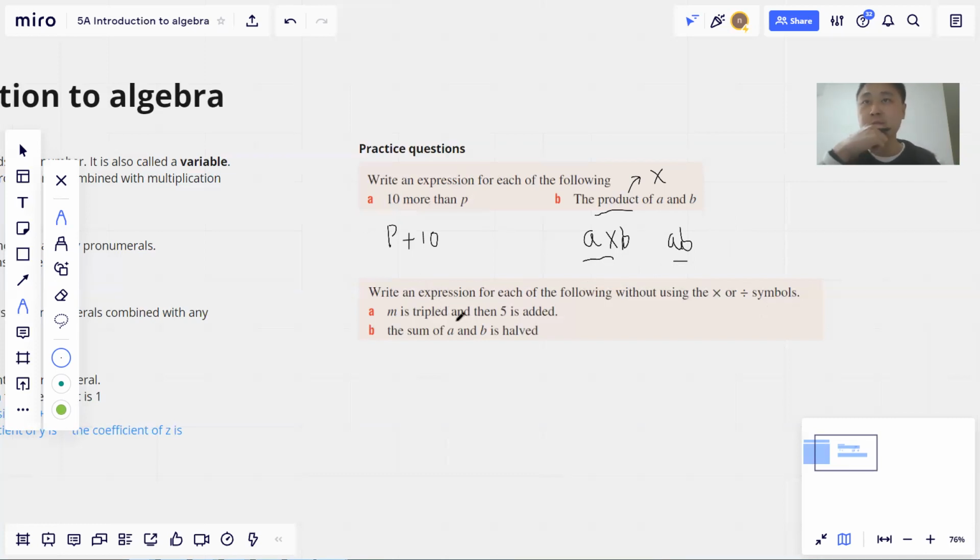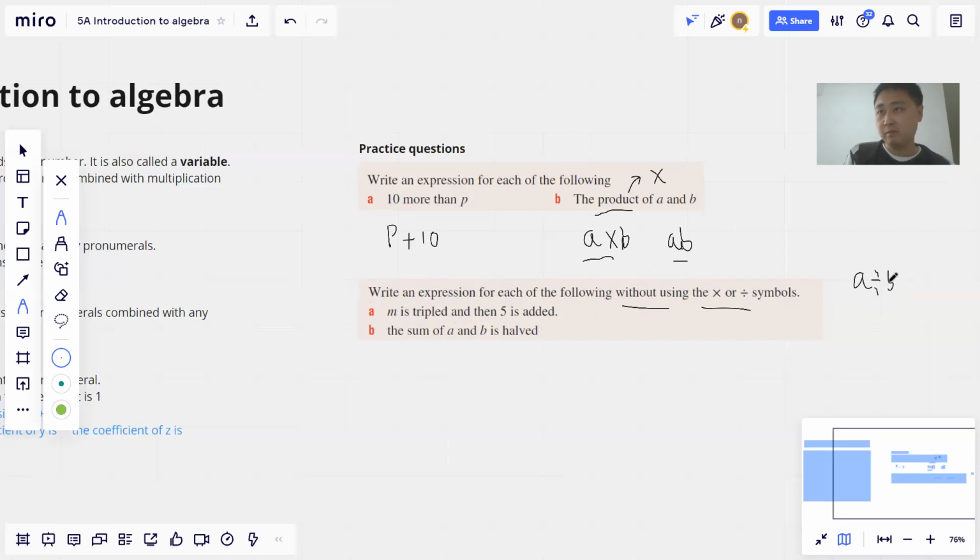And for the second one, we need to write an expression for each of the following, without using times or division symbols. So for times, we write something like this. And for division, for example, if it's A divided by B, you just write A over B. We write it in fraction.